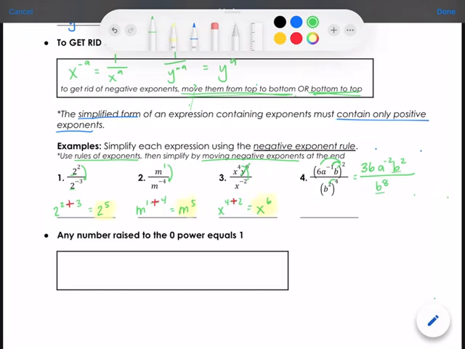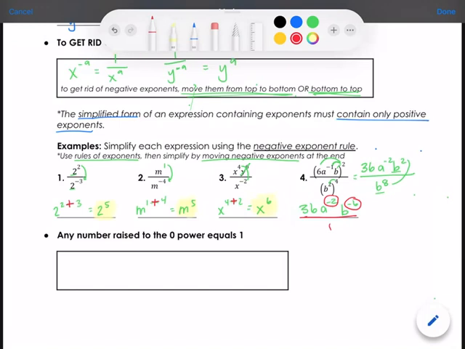Now, this can be simplified a little bit more because I have b on top and b on bottom. So I'm going to keep my coefficient of 36. I'm going to keep my a to the negative 2. And then I can subtract 2 minus 8. So I get b to the negative 6th. But this is actually not simplest form because I have negative exponents. I have a to the negative 2 and b to the negative 6.